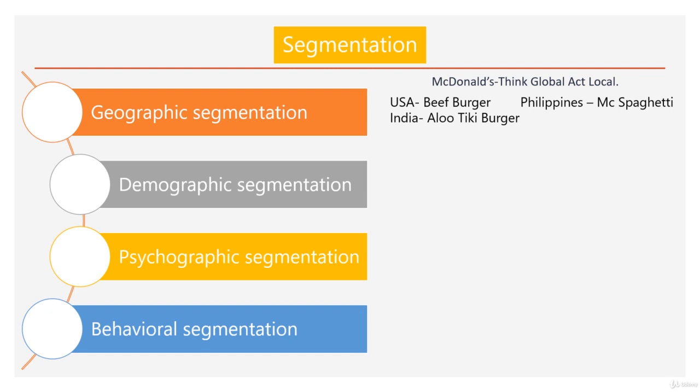If you go to the Philippines, you'll find Mex spaghetti, and similarly different variants in different restaurants down the line, which means that McDonald's always tries to customize its menu based on the geography. So no matter in which country you are, McDonald's has a very different menu across different geographies.